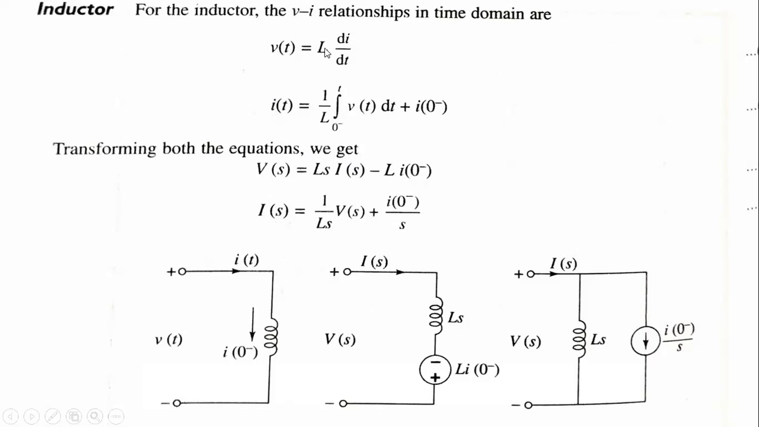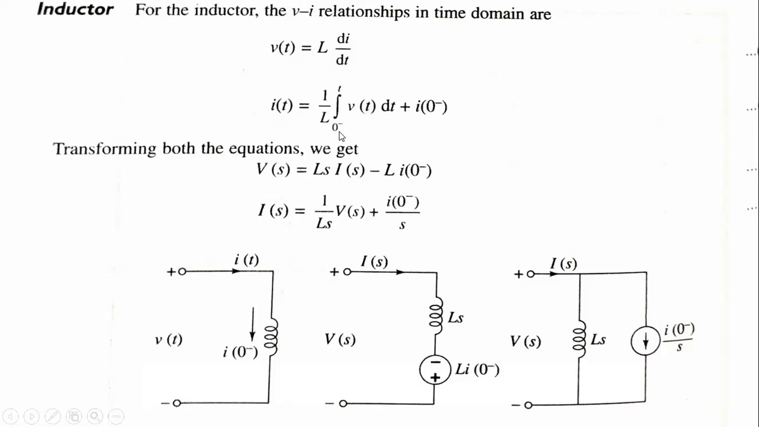Or we can write L will become L of s. This di by dt will become s I of s minus L into I of 0 minus, because the current is there initially, and second is at 0 minus. Because integral of 0 minus as well as the t, for the t, that will be converted into the s. For the 0 minus, this will be as it is.